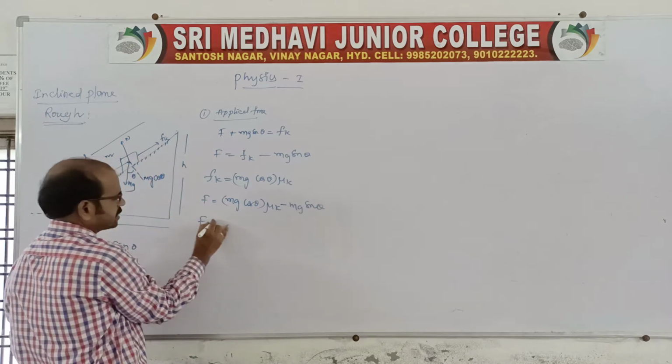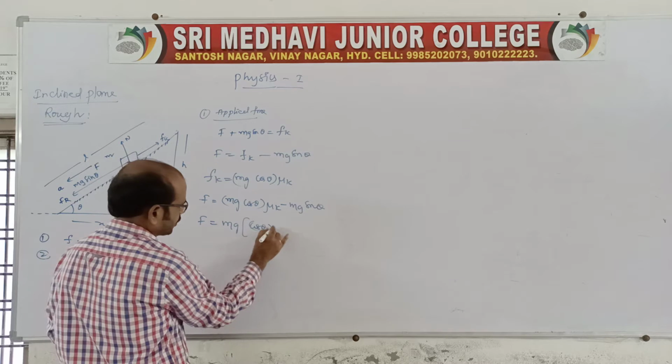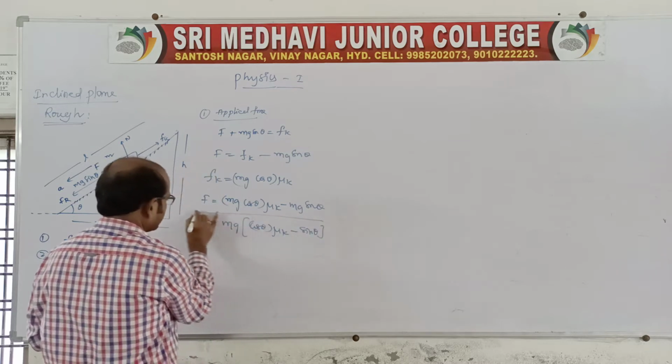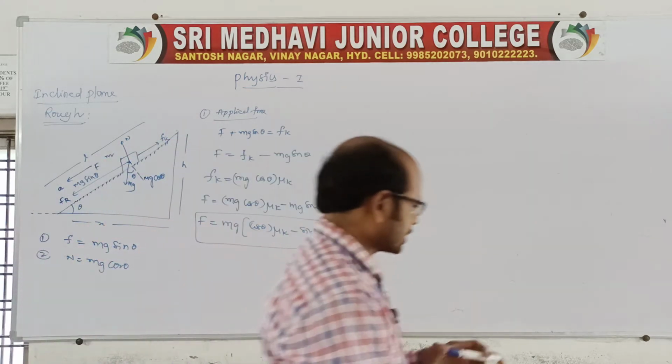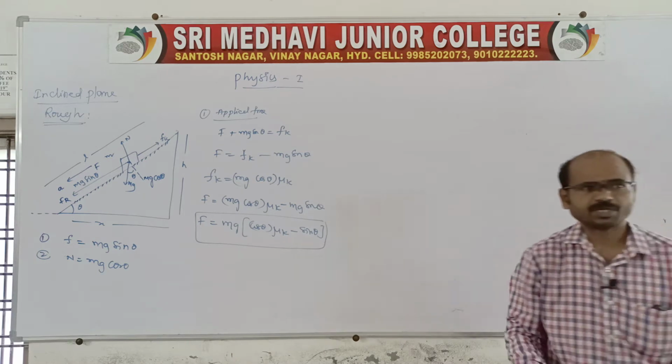So here F is equal to mg. You take a common, so that it is cos theta into mu k minus sin theta. So this will be the applied force. Of course, this is when the block is sliding down, clear?